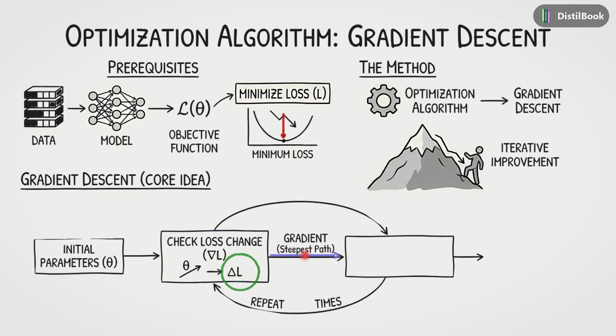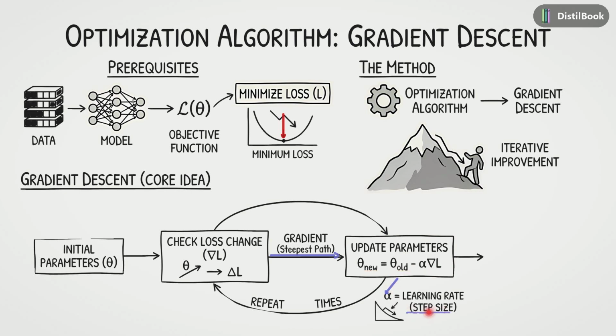Once we know the direction, we perform the most critical step. We update parameters. We calculate the new parameter values using this formula. Theta new equals theta old minus alpha times the gradient. Notice this symbol alpha here. This represents the learning rate. The learning rate controls your step size. If it's too big, you might overshoot. If it's too small, you'll move too slowly.